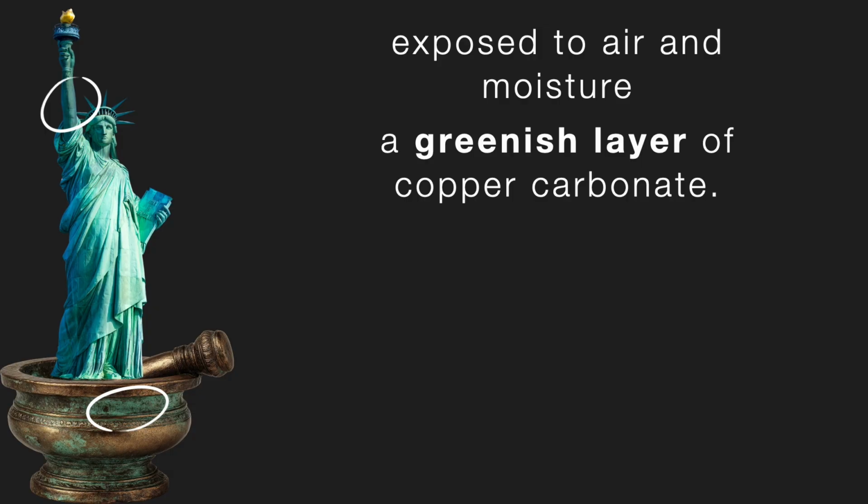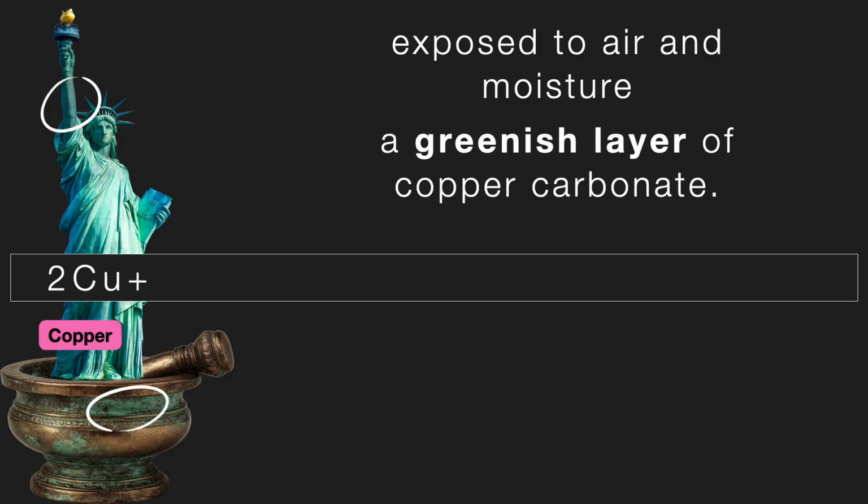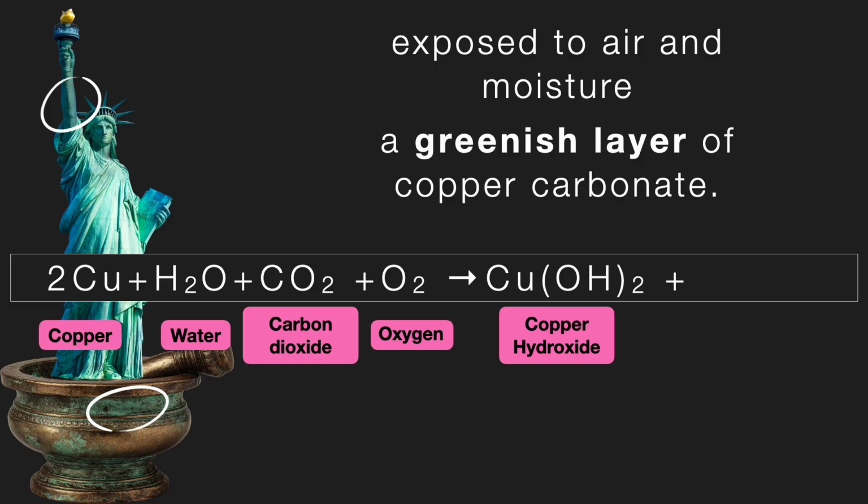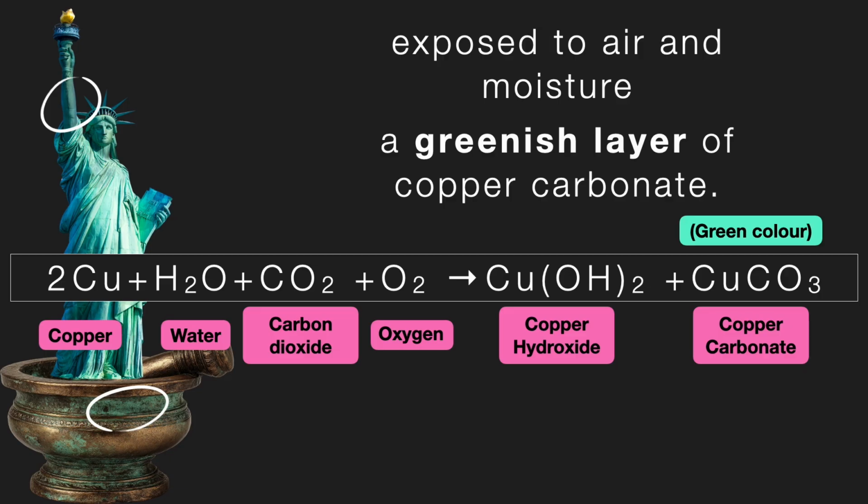Let's look at the chemical reaction here. 2Cu, that is copper, reacts with H2O, water, and carbon dioxide, CO2, and O2, oxygen, to give Cu(OH)2, that is copper hydroxide, and CuCO3, that is copper carbonate. This copper carbonate is what you see as the green coating over the copper articles. This process is called patination of copper, and that's why this Statue of Liberty, made more than 300 years ago, has turned green. It's not looking copper colored anymore, right?